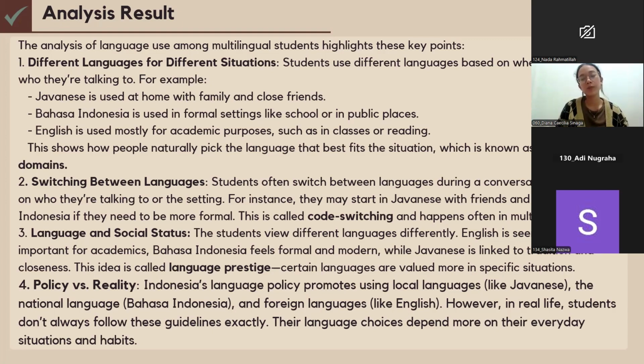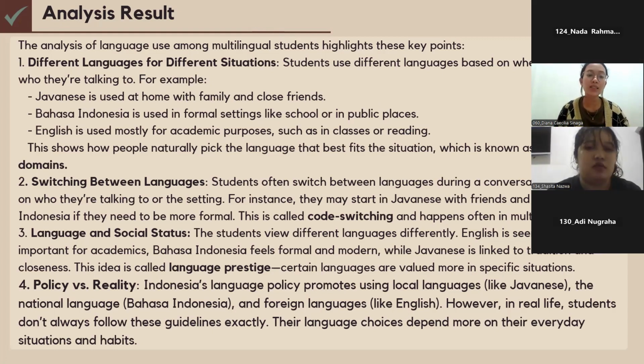in specific situations. And the last is policy versus reality. In this context, Indonesian language policy promotes using local languages such as Japanese, and then the national language such as Bahasa Indonesia, and also foreign languages such as English. However, in real life, the students don't always follow these guidelines exactly. Their language choices depend more on their everyday situation and also habits.